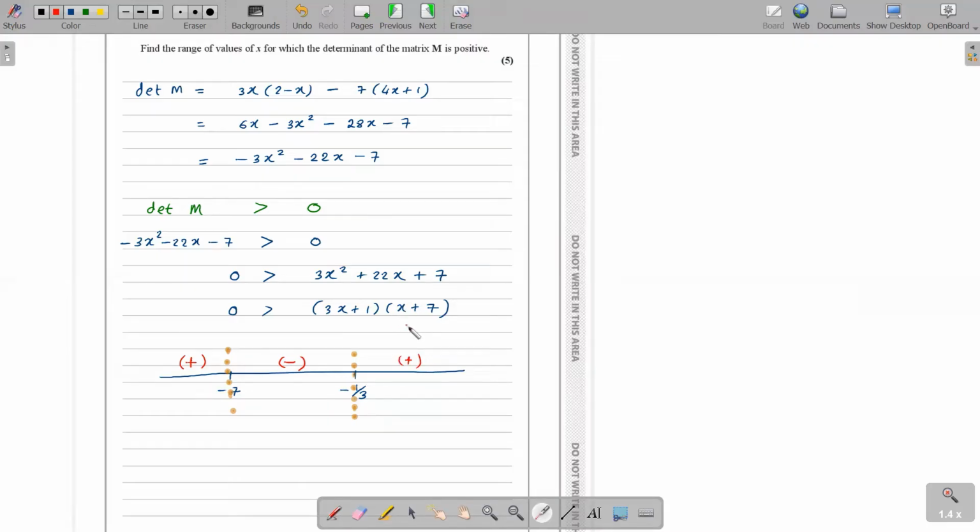There's no problem, just that you need to give the region. So you can see x is greater than minus 7, less than minus 1 over 3. Do we use the equal mark at any of these two places? No, because we don't have the equal mark over here. We will not use the equal mark here.